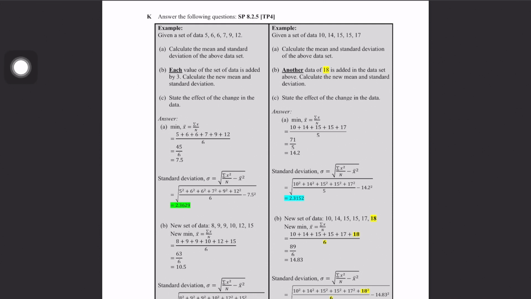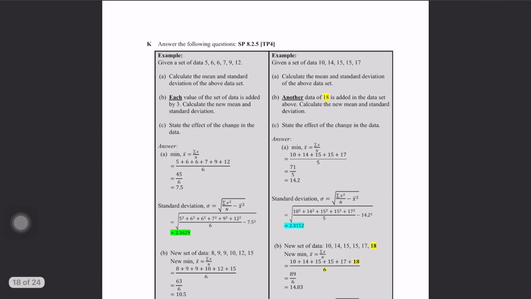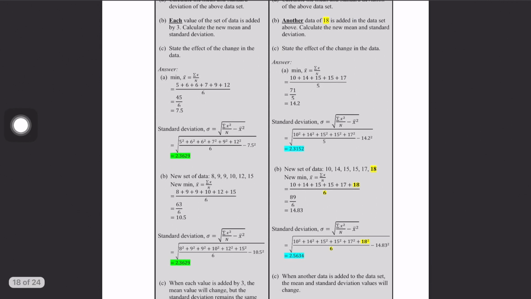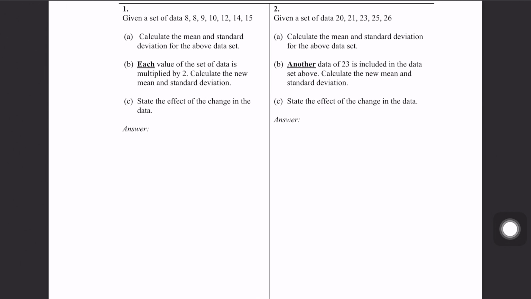After this I'm going to show you how to check your answer by using a calculator. At first we calculate manually. Later we will check using the calculator. After I finish teaching all these things, I'm going to show you one by one how to insert the values inside your calculator and which button to press to check your answer. You can read this example yourself. It's the same: it asks for the mean, the standard deviation, the new data set and so on. So let's try question number 1 together.